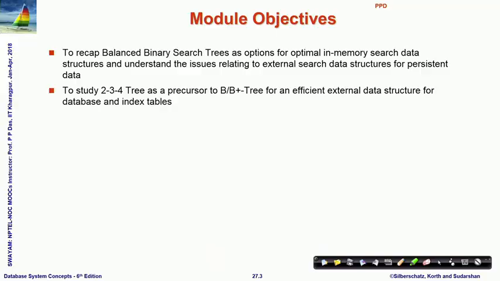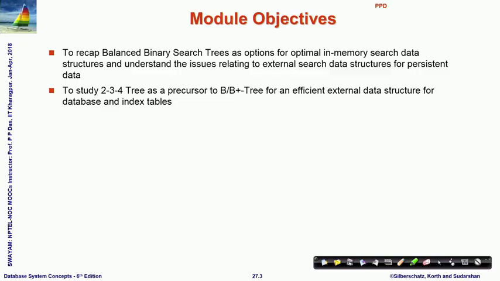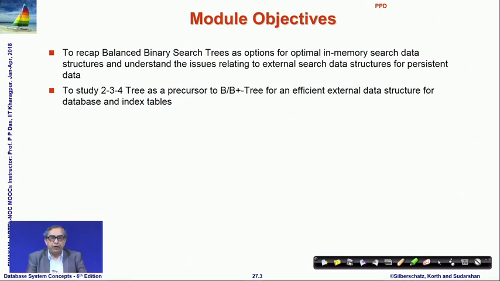Now, in this module, we will try to look at how the index file structure can be very efficiently represented. So, we will do a quick recap of our notions in the algorithms course, where we have talked about balanced binary search trees. I mean, not in this particular course delivery, but I expect that you have gone through an algorithms course, where you have learnt about balanced binary search trees as options for optimal in-memory search data structure.